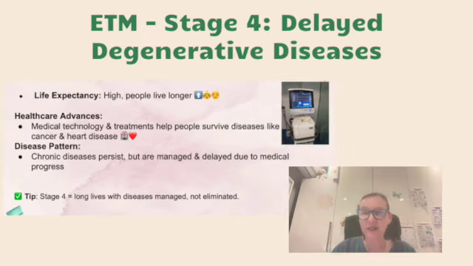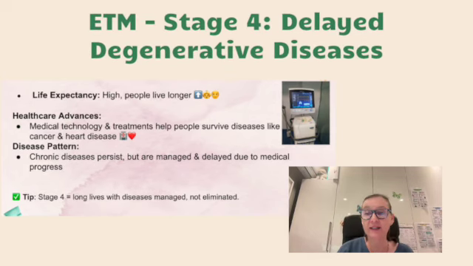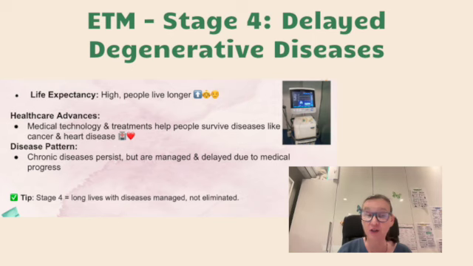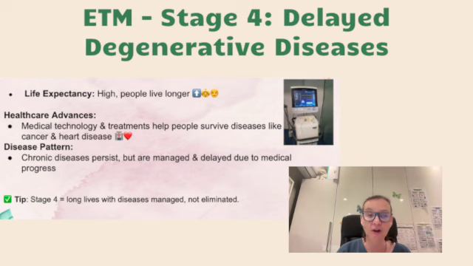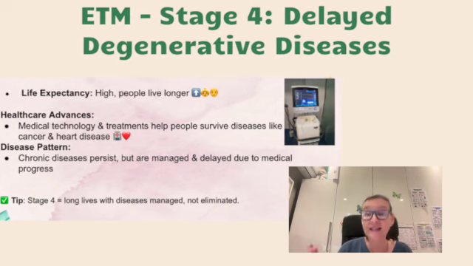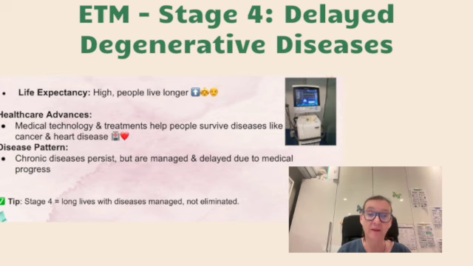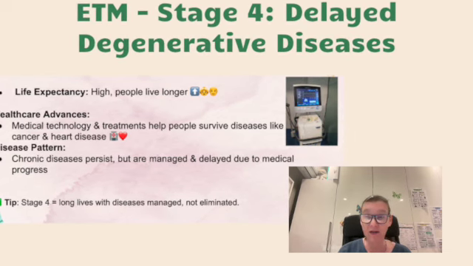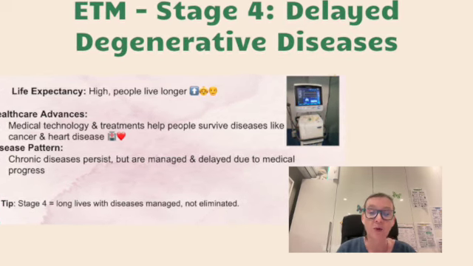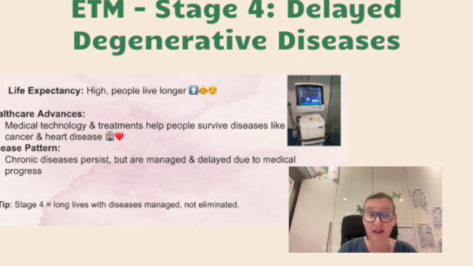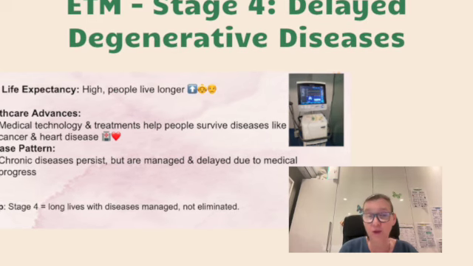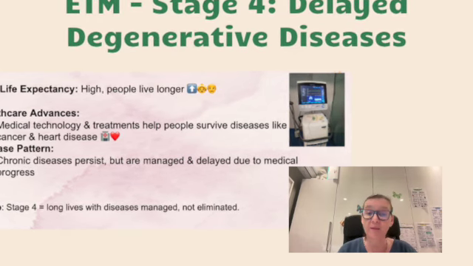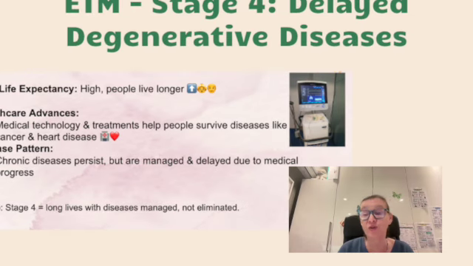Now in stage four of the ETM, we see what's called delayed degenerative diseases. At this stage, life expectancy is high, meaning people are living much longer thanks to major improvements in medical technology and healthcare. Diseases like heart disease and cancer still exist, but people are able to manage them with treatments, medication, and medical devices like the ones shown in the picture, which help monitor and support patients with chronic conditions. So while chronic diseases don't disappear, they're delayed and managed due to medical progress. The key to remember in stage four is that people live longer, but with diseases that are controlled, not cured.